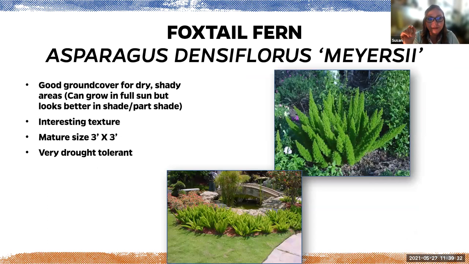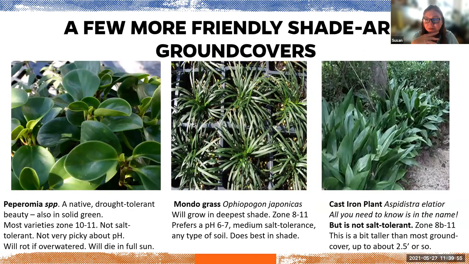Foxtail fern is another one that really can tolerate dry conditions. It does look better if it's in a shady area. It has really interesting texture. It's kind of artsy looking to me. It's a fun plant. And mature size is 3 feet by 3 feet. Excellent drought tolerance.